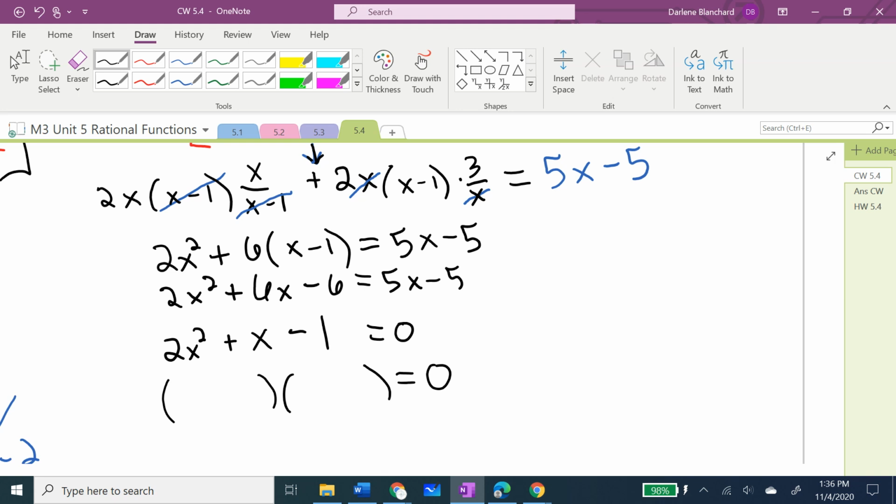Okay, so when I make the diamond, I'm looking at a times c is -2, and my b number is a 1. I need two numbers that multiply to make -2, add to make 1.